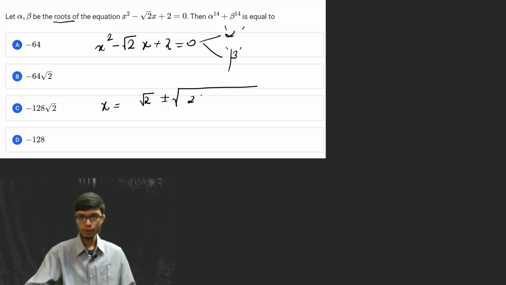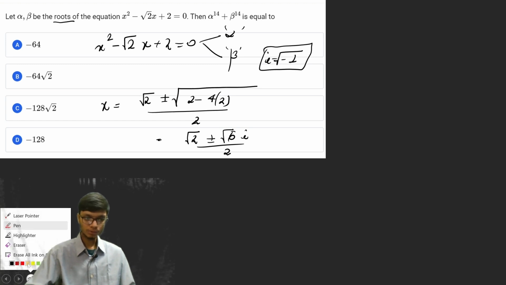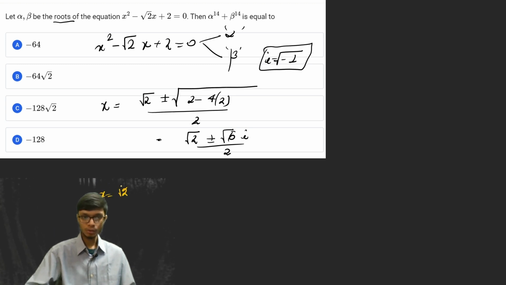Now root 2 whole square is 2 minus 4 times of 2 whole divided by 2. So with this you will get the roots as root 2 plus minus root 6 iota whole divided by 2, where iota is basically root under minus 1. Now we have the roots: root 2 plus root 6 iota by 2, and the other root as root 2 minus root 6 iota by 2. So I basically get two complex numbers as the roots.